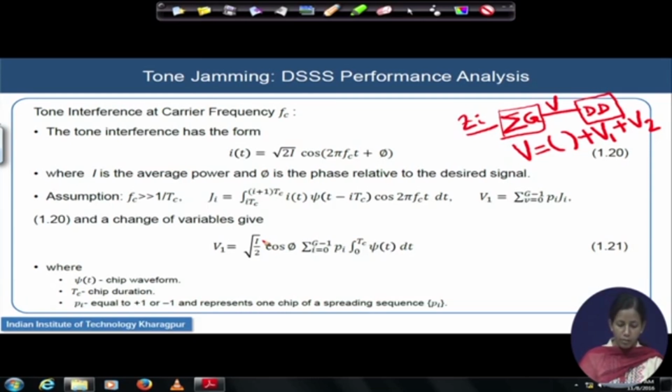And inside this expression, we know that this ψ is the chip waveform, Pi is having values of either plus 1 or minus 1, phi is the relative phase of the interfering signal with respect to the desired signal, and Tc is the chip duration, I is the average power of the jamming signal.